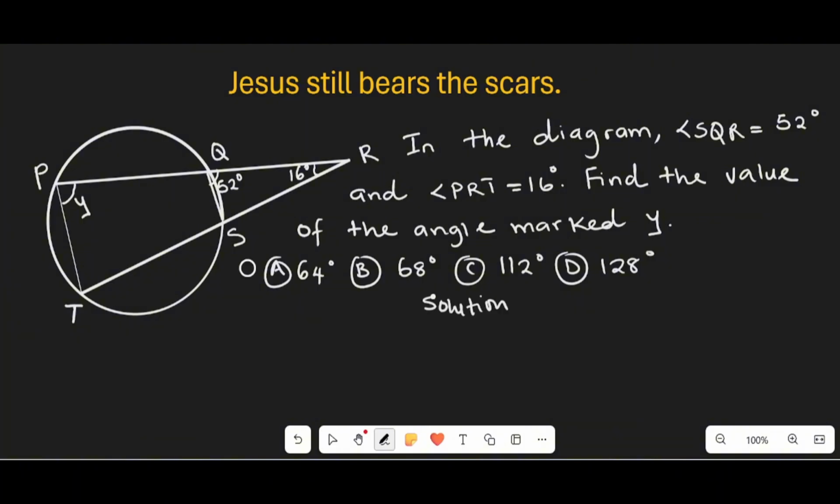In the question, we were given that angle XQR is 52 degrees. Also, angle PRT is 16 degrees.